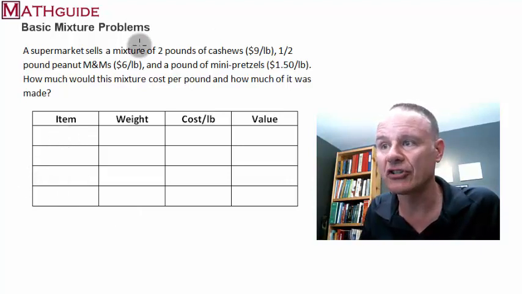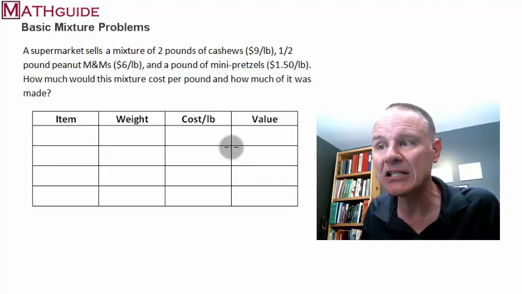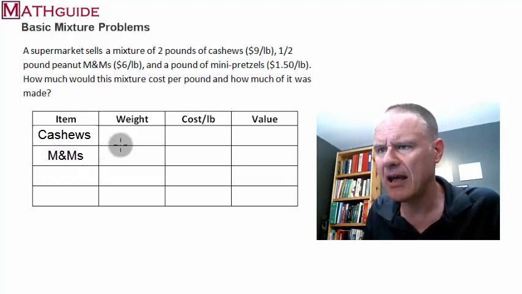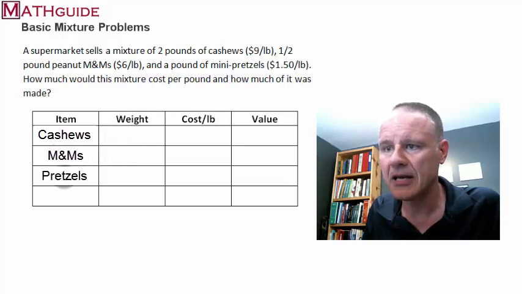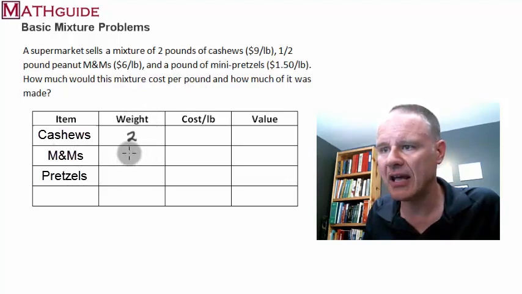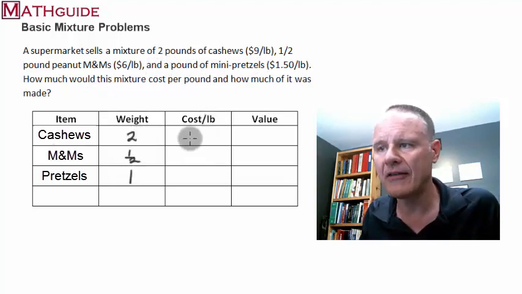So what I'm going to do is just start to put these items that are being mixed into the graphic organizer. So the first thing we have are cashews, then we have M&Ms, and then we have, let's see, mini pretzels. MP for mini pretzels. So we know that we're using 2 pounds of cashews. We're going to use a ½ pound of the M&Ms, and then we're going to have 1 pound of the mini pretzels.